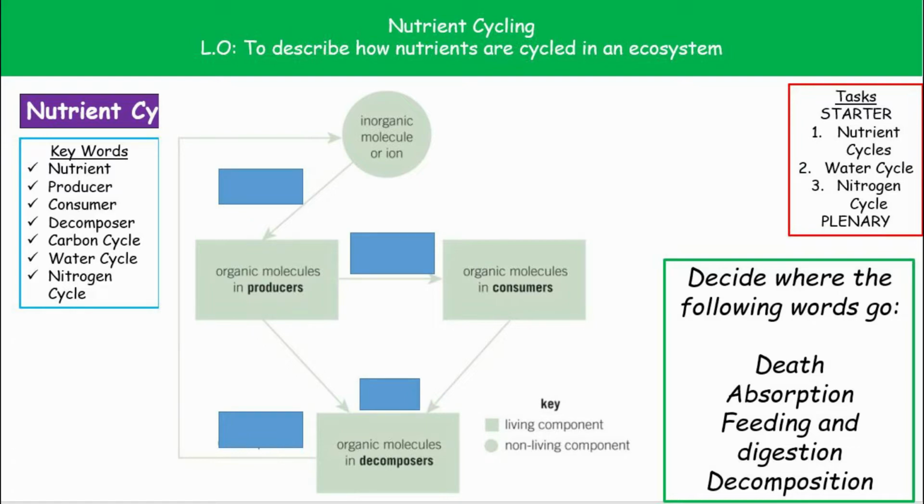Now, what I'd like you to have a go at doing is do a sketch of that diagram and then add in the phrases in the bottom right: death, absorption, feeding and digestion, that's 1, and decomposition, onto the right blue box area. So because I'm asking you to do that little diagram, obviously I'm going to give you a couple of minutes to have a go at this.